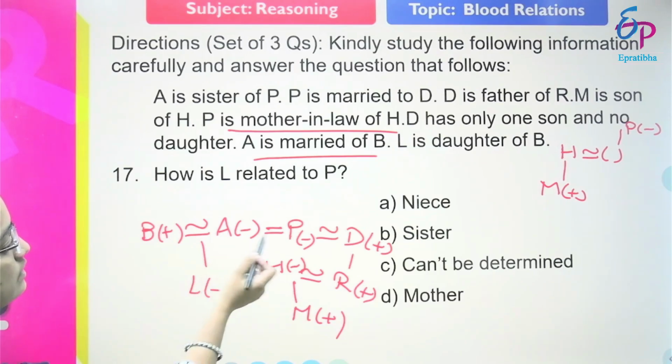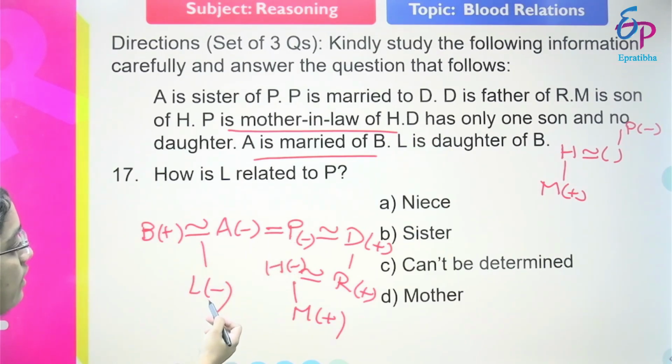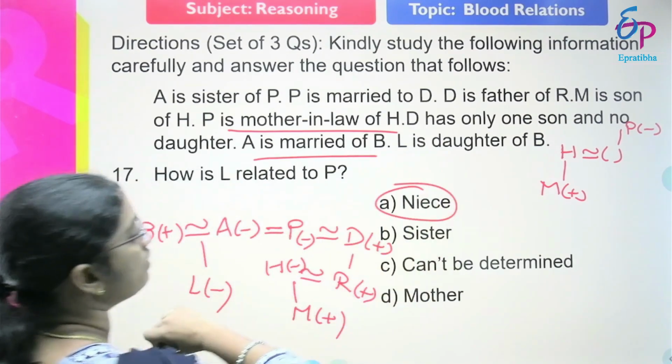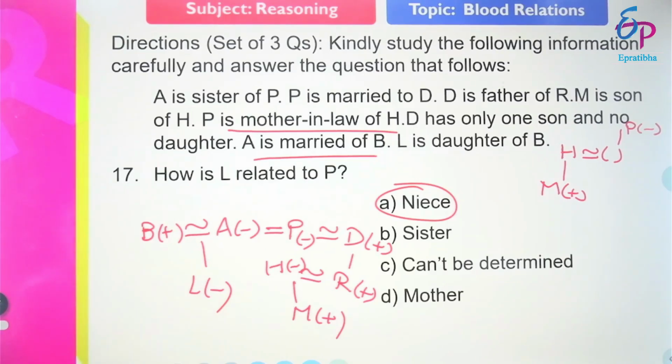That means L's mother's sister. So P is aunt of L and L is niece of P. So how is L related to P? L is niece of P. So that is the answer. Then move to next question.